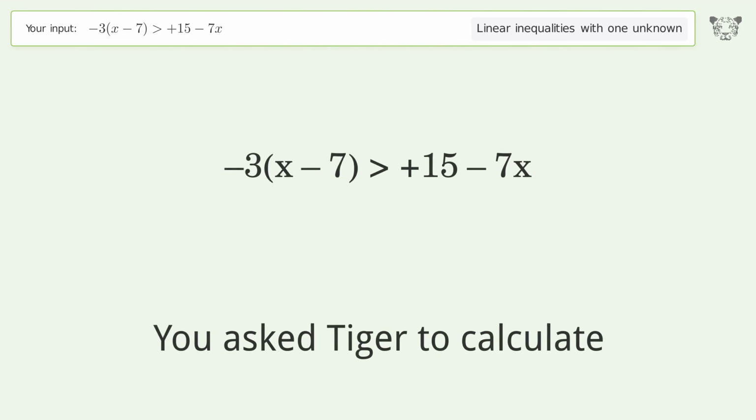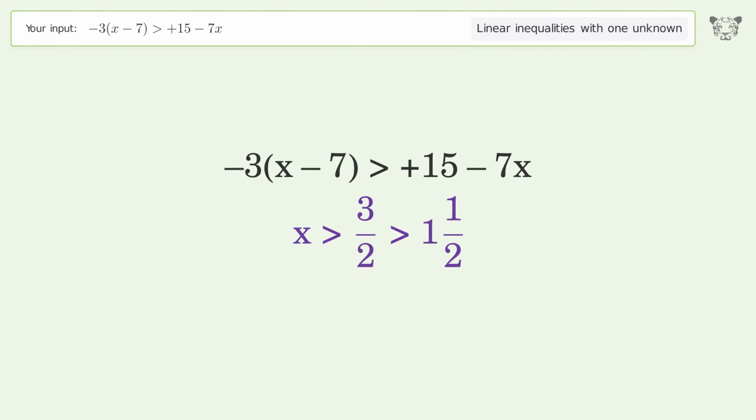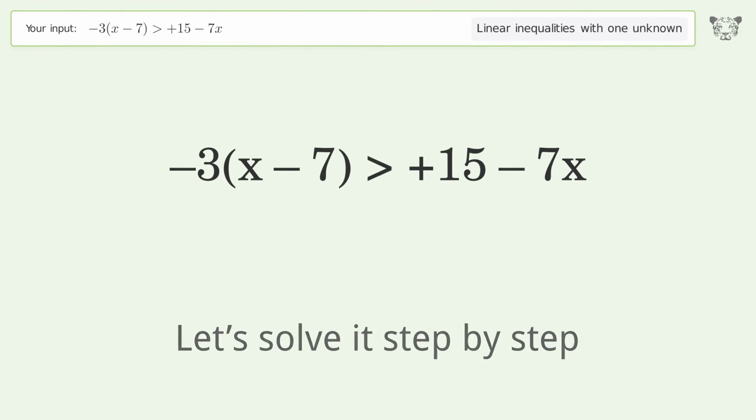You ask Tiger to calculate. This deals with linear inequalities with one unknown. The final result is x > -3/2 > -11/2. Let's solve it step by step.